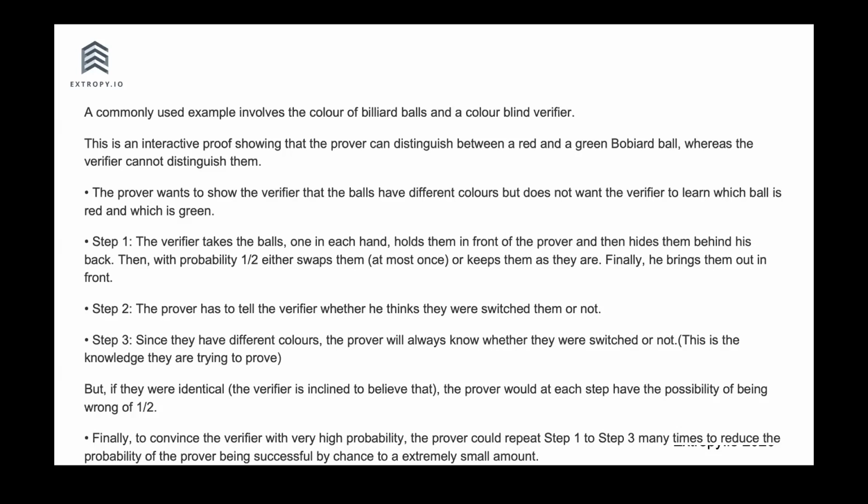And so this type of proof is called an interactive proof because we go through a number of rounds between the prover and the verifier before the verifier is convinced of the proof.